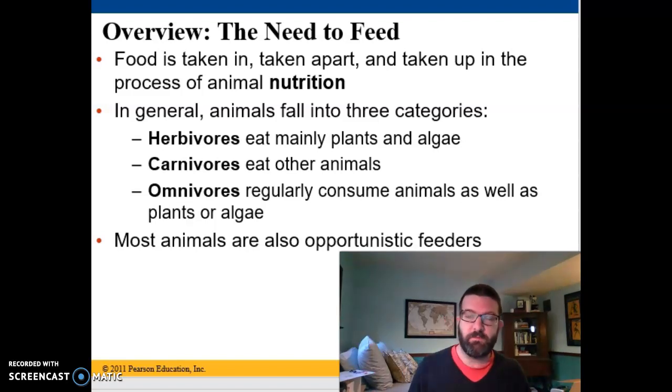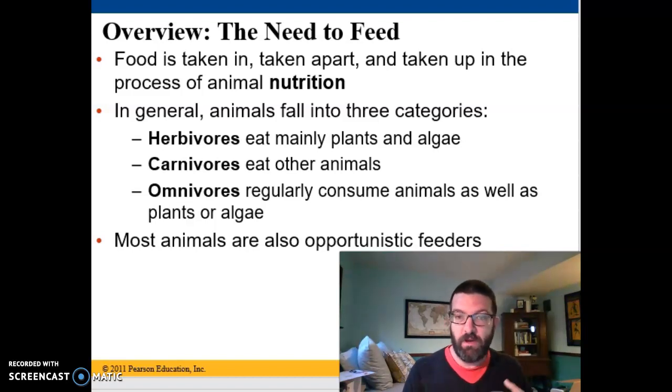So all organisms need to gather energy and building blocks for their cells, get amino acids, glucose for fuel, things like that. And animals do it by consuming other organisms, right? We are heterotrophs. We cannot produce our own food like autotrophic plants. And heterotrophs fall into three main categories.